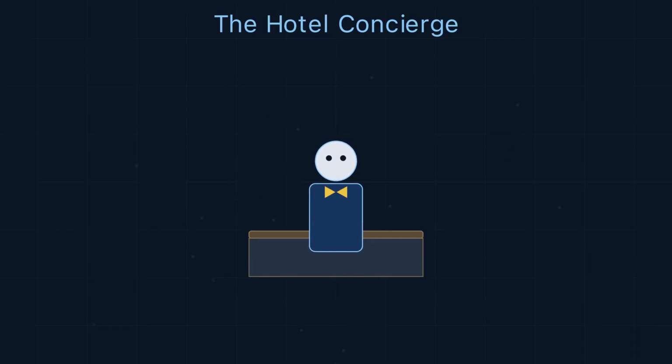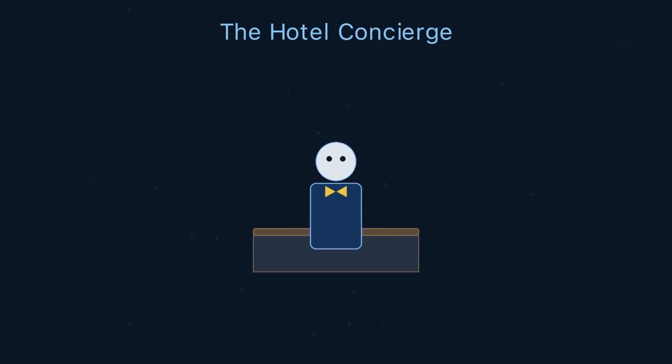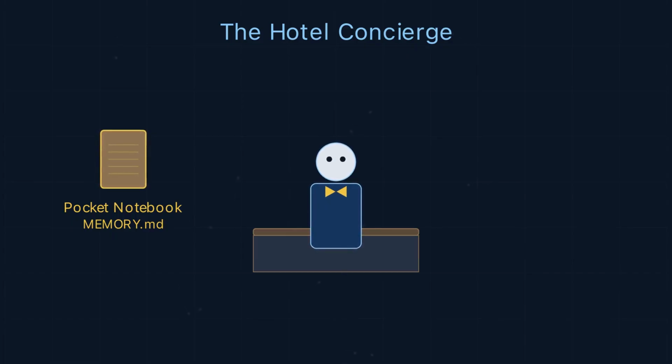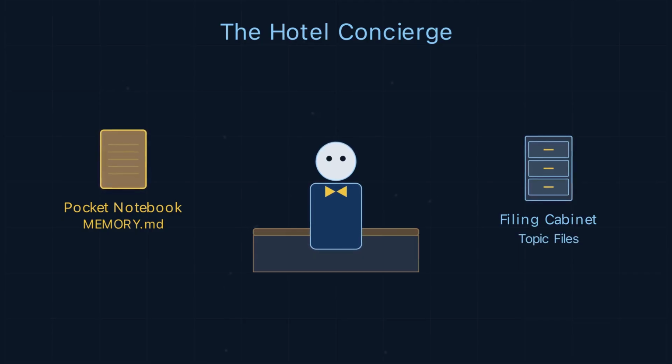In their breast pocket, a small notebook. Names, room numbers, key facts. Fit on a single page. Behind the desk, a filing cabinet. Full guest profiles. Pulled out only when that specific guest approaches. And in the back room, security camera footage. Vast. Archival. Only checked when someone needs to verify a specific moment in time.